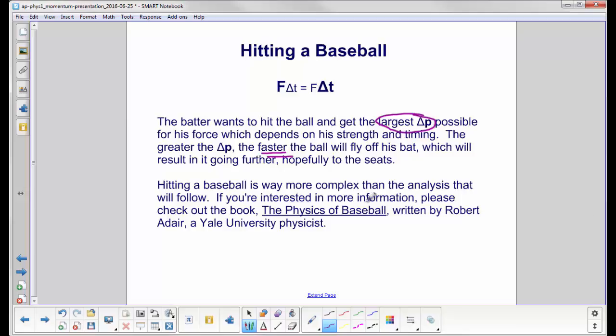Now, of course, hitting a baseball is way more complex than the analysis that will follow. If you're interested in more information, please check out the book, The Physics of Baseball, which was written by Robert Adair, a Yale University physicist.